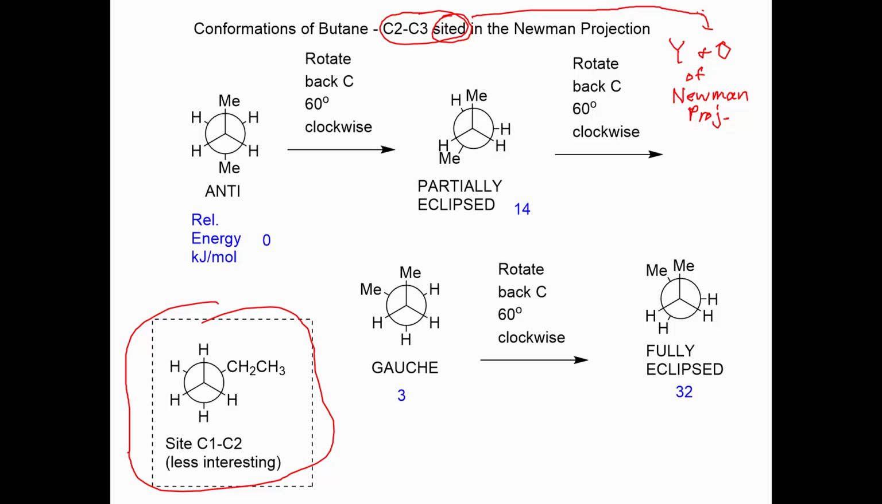In blue here, we're also going to look at the relative energies of each conformation. So the anti-conformation is the most stable conformation of them all, and we're going to assign it a relative energy of 0. We're just going to look at the others as how they relate to this one, anti. What we're going to do is rotate the back carbon clockwise, sorry.